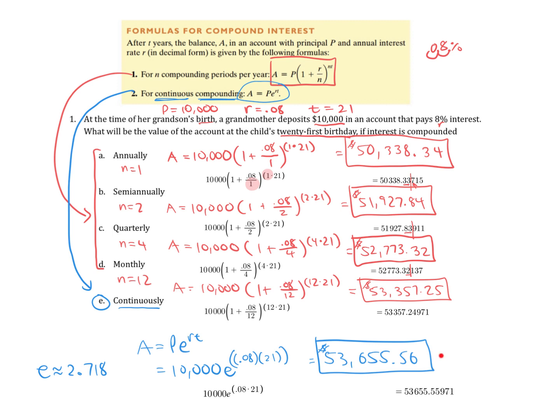So continuously compounding interest is going to give you the most, but it's not as big a difference as you would think. The key to remember when you see that word continuously compounding interest, we have to remember to use that different formula, A equals Pe^(rt).